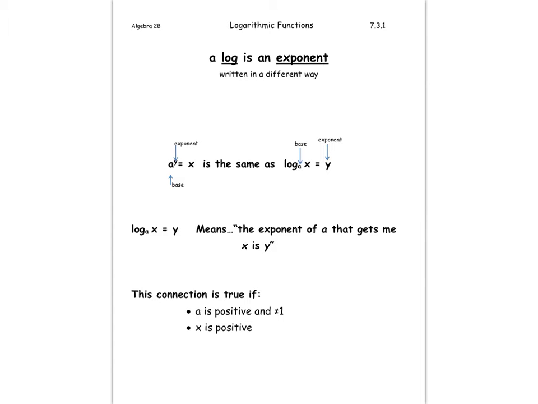What do I mean by the log is an exponent? Well, check out what happened. The exponent was y, and now it's what the log equals. So the log is equal to the value of the exponent. The base becomes the base of the log, meaning it's literally at the bottom beside the word log. And the value x is what you're now taking the log of.